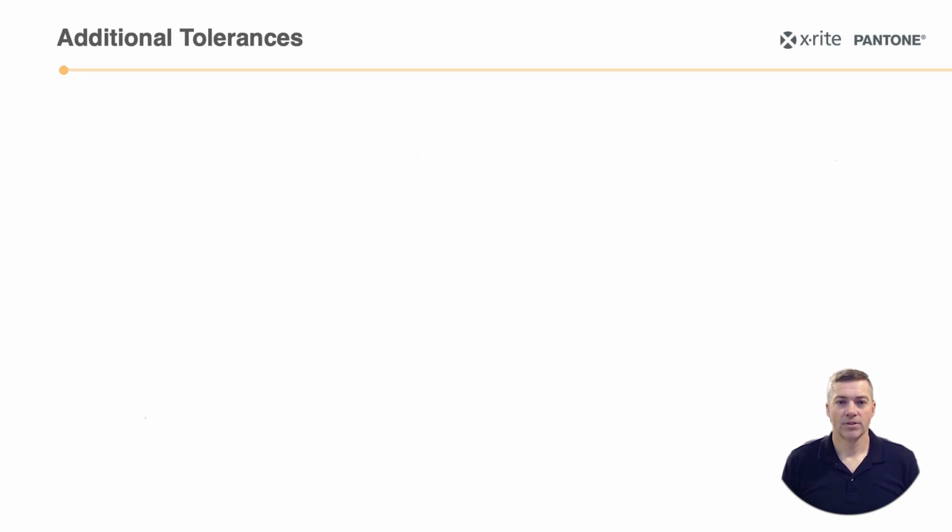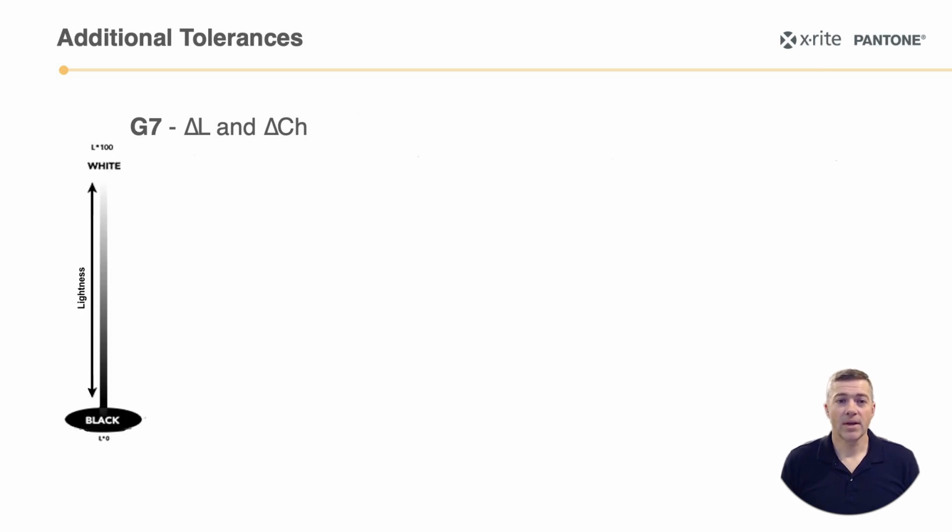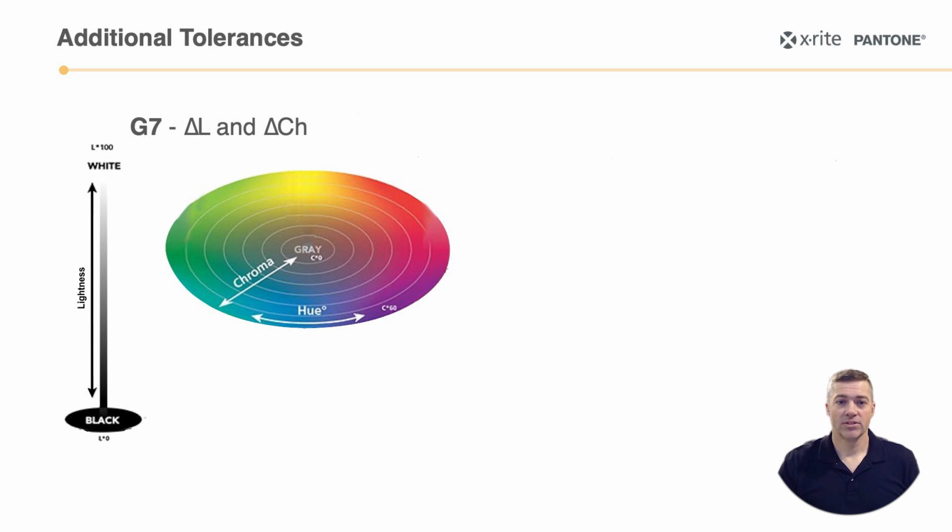There are a few other tolerance methods used for specific applications. For those working with G7 for gray balance, this method involves adjusting the three primary color channels, cyan, magenta, and yellow to create a neutral, balanced gray with the proper tonality, while also fine-tuning the black ink tints to achieve the correct tonality. The G7 methodology uses delta L to measure the difference in lightness, excluding color, for assessing tonality, and uses delta CH to measure the difference in color, excluding lightness, for assessing color balance.